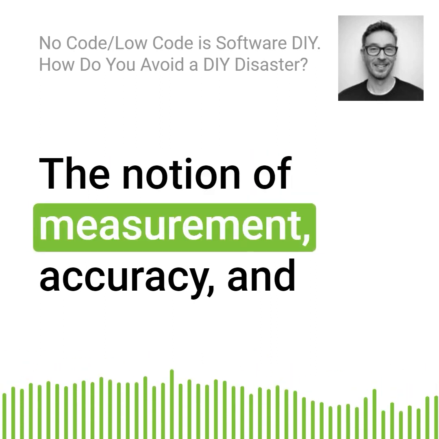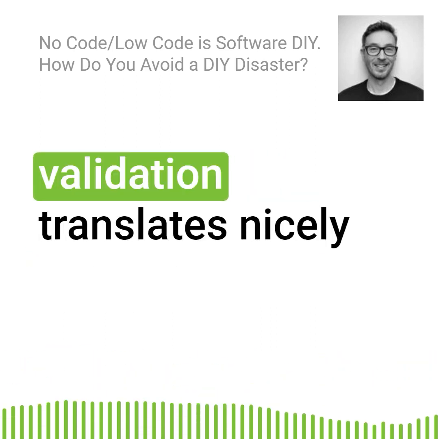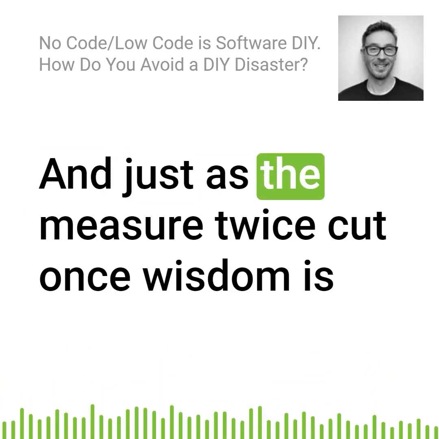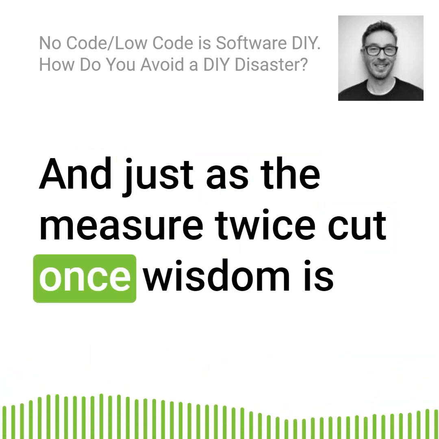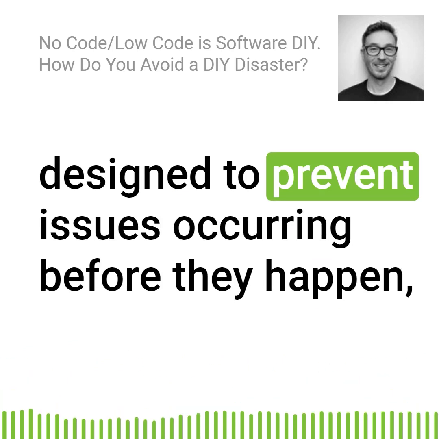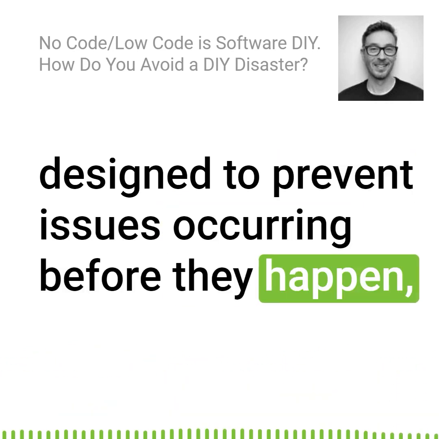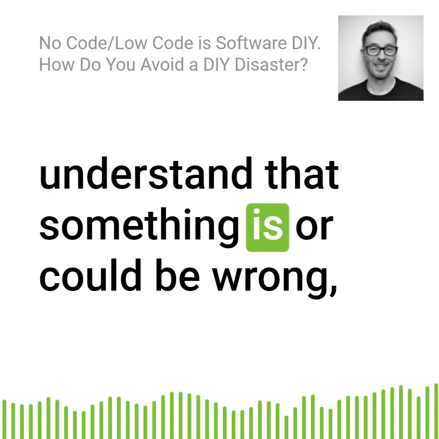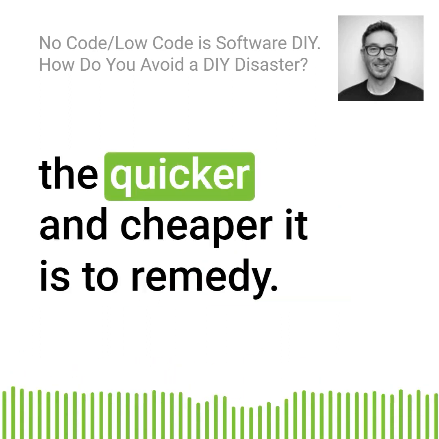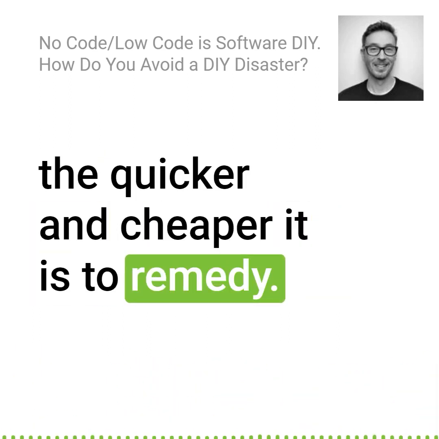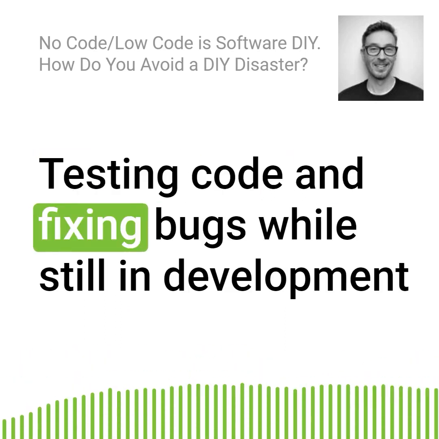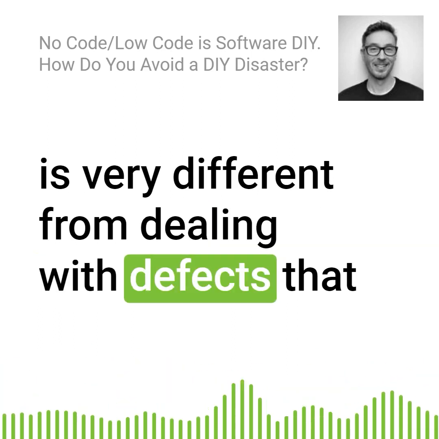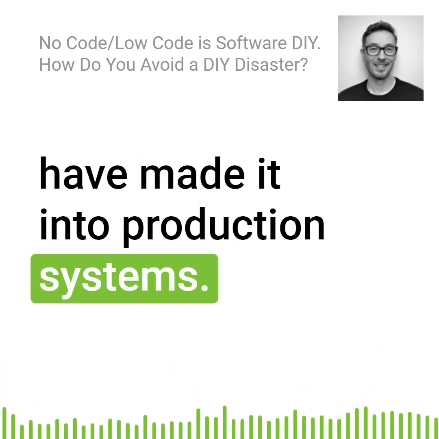The notion of measurement, accuracy, and validation translates nicely into testing software. And just as the measure twice, cut once wisdom is designed to prevent issues occurring before they happen, the same is true in software, that the earlier you understand that something is or could be wrong, the quicker and cheaper it is to remedy. Testing code and fixing bugs while still in development is very different from dealing with defects that have made it into production systems.